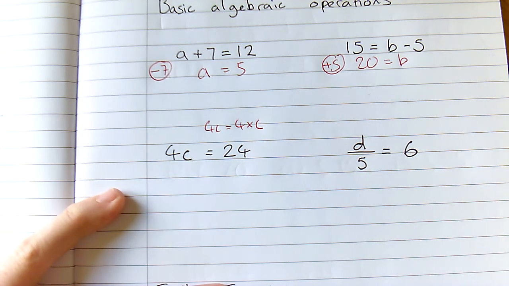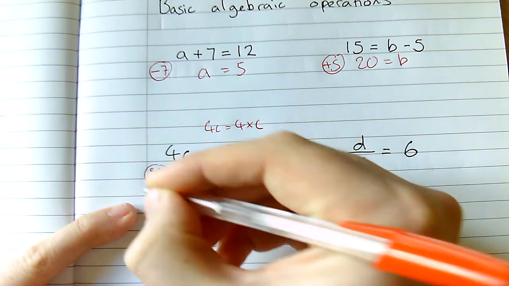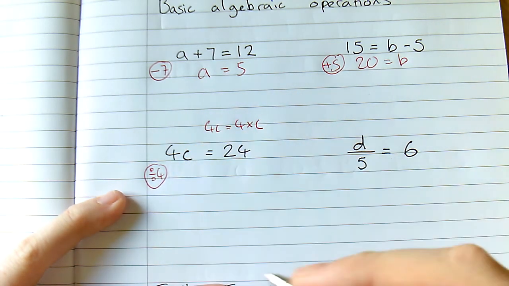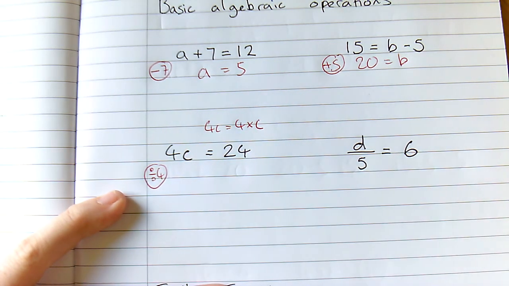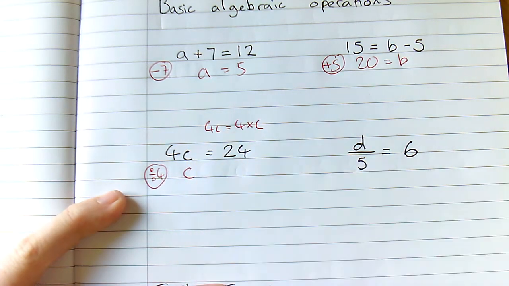The opposite of timesing by 4 is dividing by 4. Now it's important we set it up properly for the next kind of questions. So now 4c divided by 4, so times by 4, divide by 4, I get my original number, or letter should we say, which is c. And the other side, 24 divided by 4 is going to be 6.